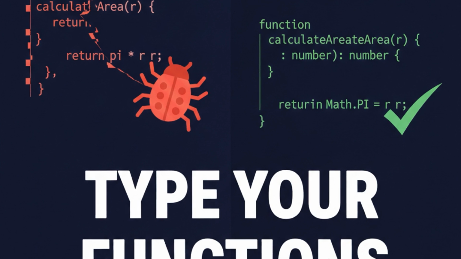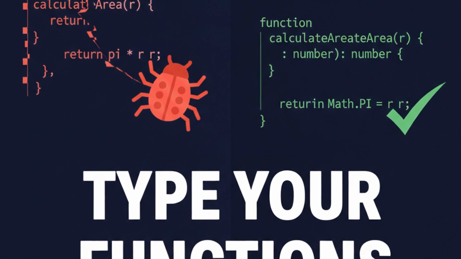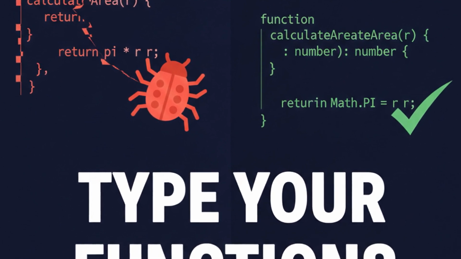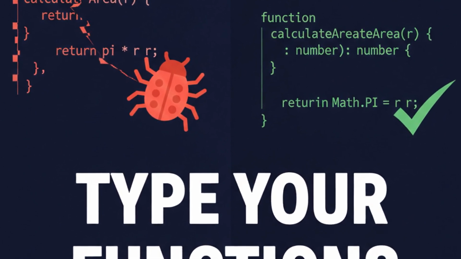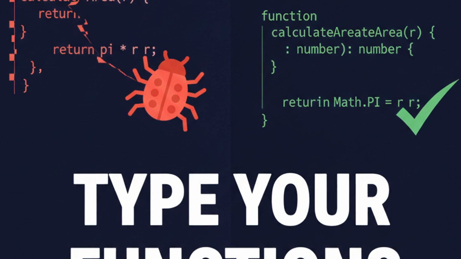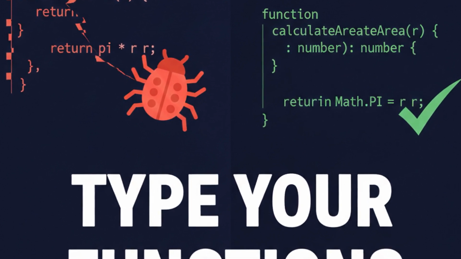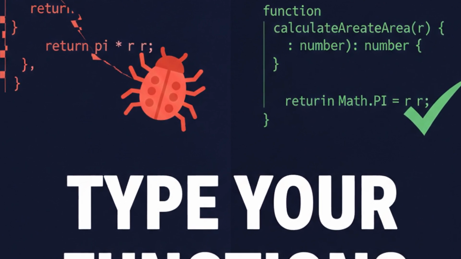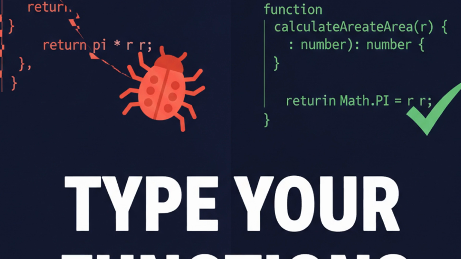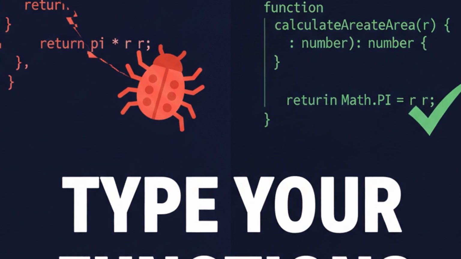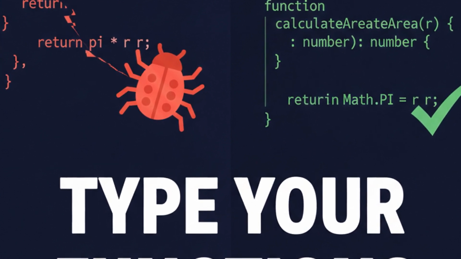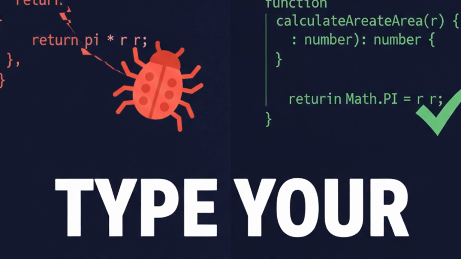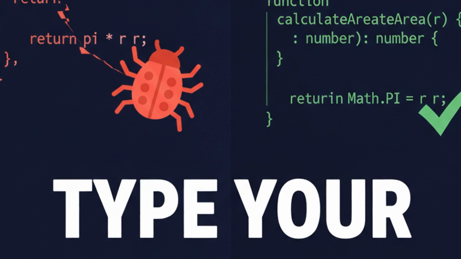A single untyped function can crash your entire app. And JavaScript won't say a word until it's too late. You pass a string where a number should go, and everything looks fine until production. TypeScript fixes this completely. By the end of this video, you'll know exactly how to type function parameters, return values, optional arguments, and defaults, so your functions catch bugs before they ever run.